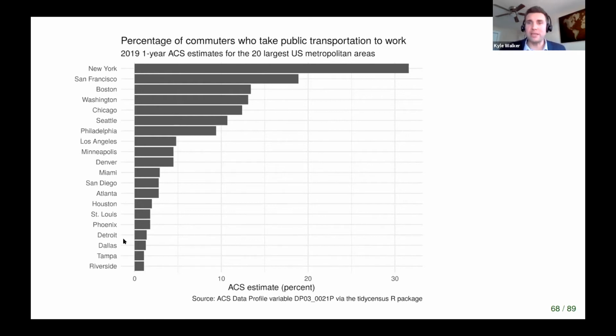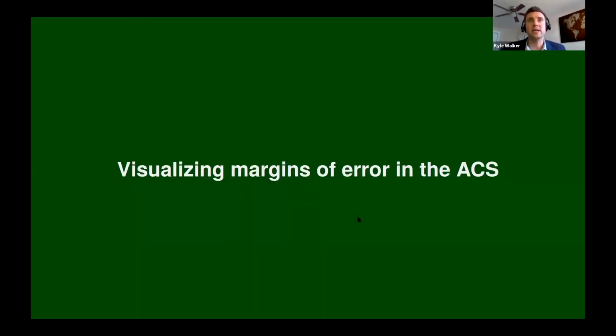When you're dealing with large metros that have, say, 5 million, 10 million people living there, the margins of error around your estimates are going to be fairly small. But when you're dealing with smaller geographies, with smaller populations, margins of error can be quite large. And in turn, making comparisons of estimates that have large margins of error requires a little bit more detail, a little bit more nuance. And so we're going to spend some time talking about that. How do you visualize margins of error in the American Community Survey?